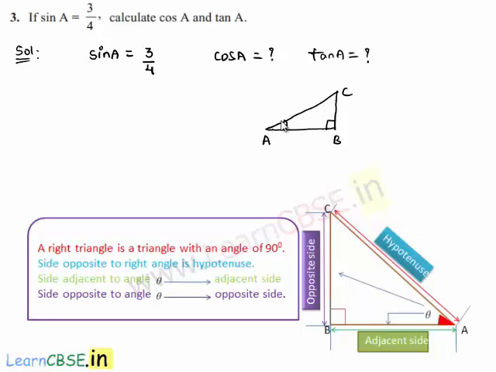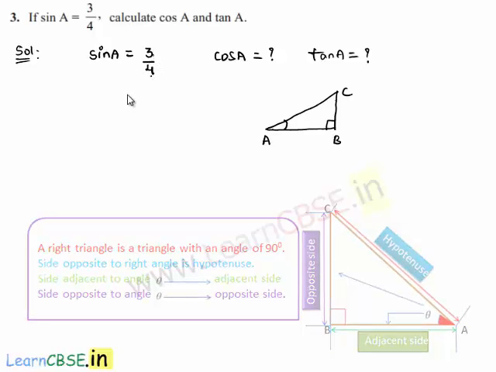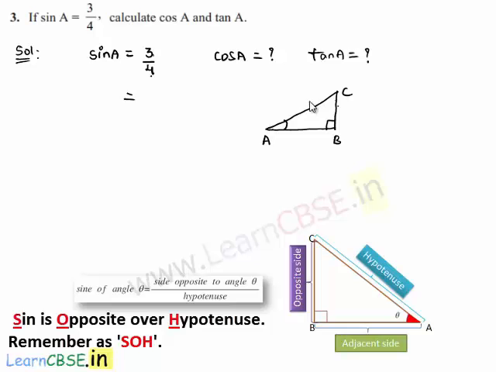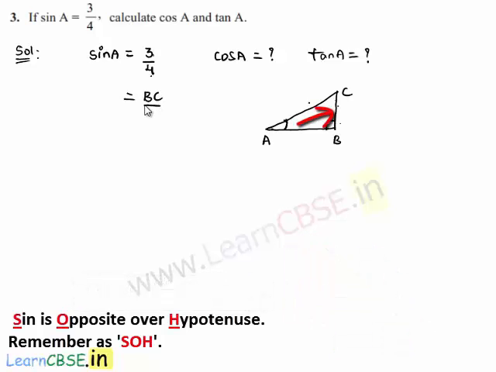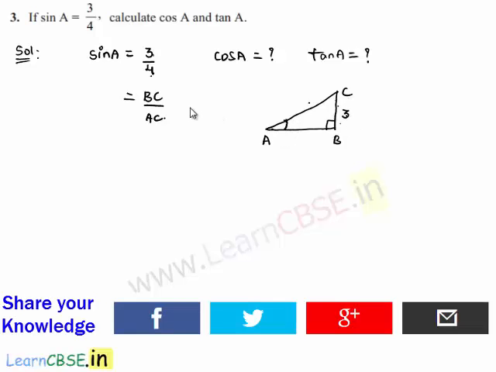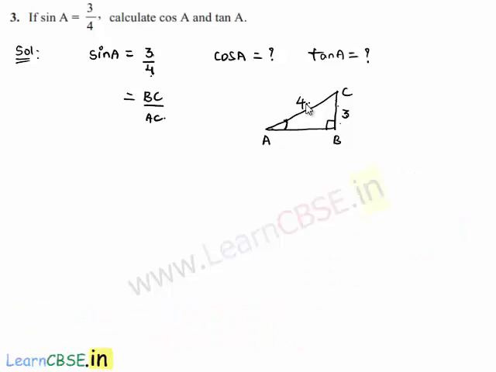Here we are given that sin A is equal to 3 by 4, and we know that sine of an angle is nothing but the ratio of its opposite side by hypotenuse. Here the opposite side of angle A is BC, by the hypotenuse in this triangle, AC. Therefore, we can write BC as 3 here and hypotenuse AC as 4.